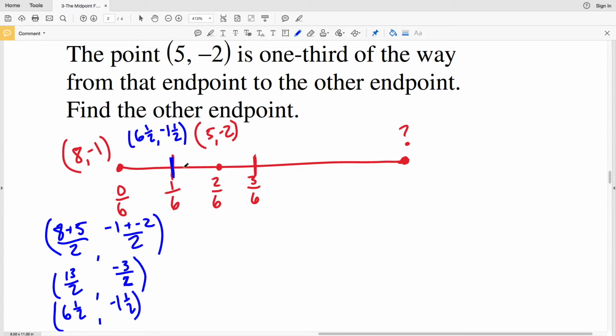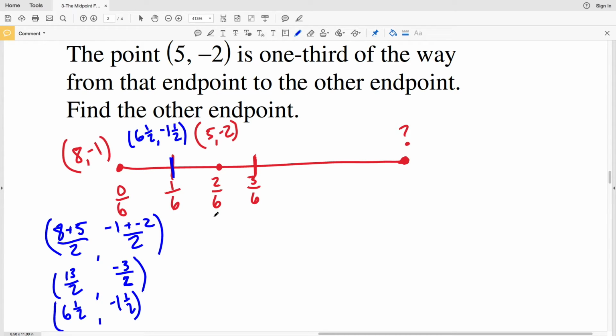So now that I've gotten that point, I'm going to use that point and 5, negative 2 to solve for the midpoint of the line. So I'm going to have to solve for x sub m and y sub m. So 6 1/2 is my x sub 1, and I'm solving for my x sub 2 and y sub 2, given the midpoint of that, x sub m, y sub m.